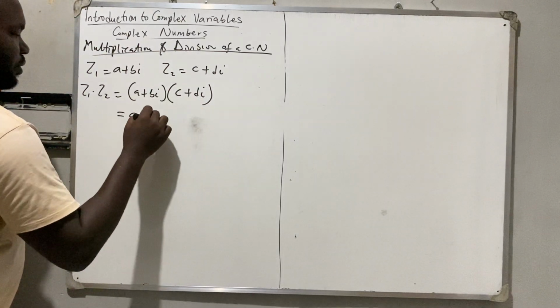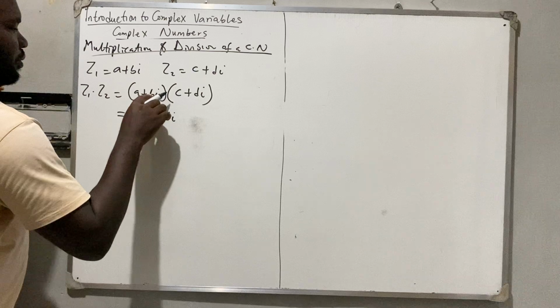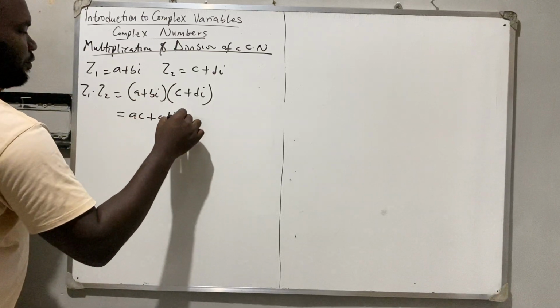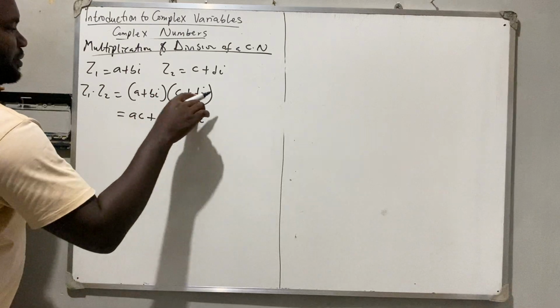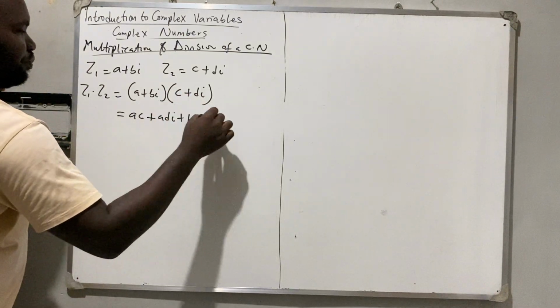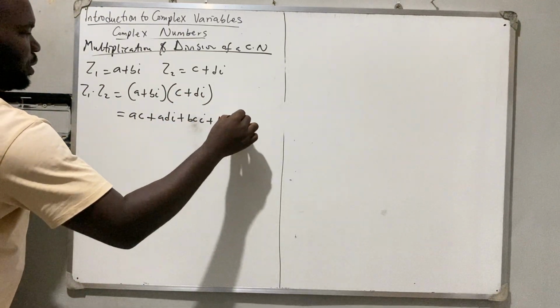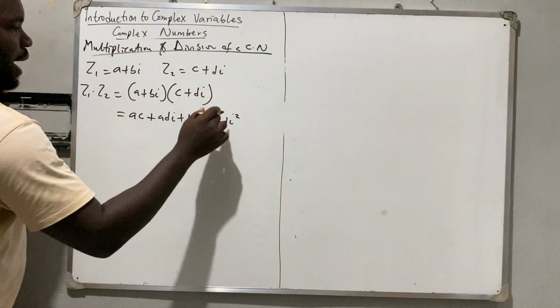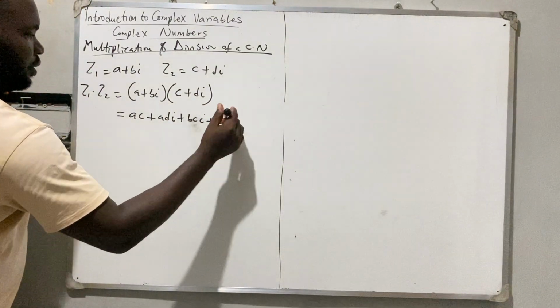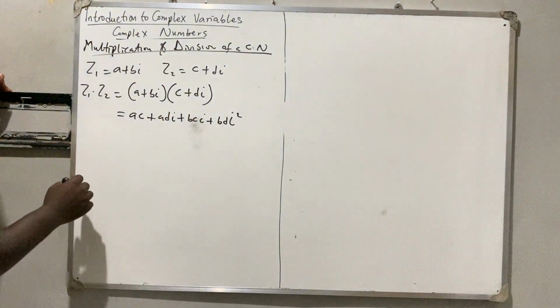A times di will give you adi. Bi times c will give you Bci. Then bi times di will give you bdi squared, right? Because b times d will give you bd, and i times i will give you i squared. Sorry if my writing is too small.